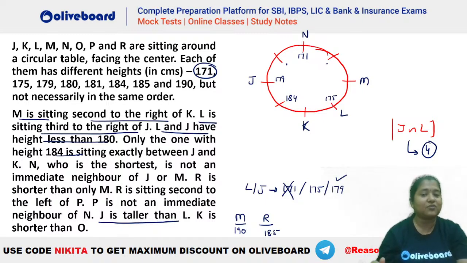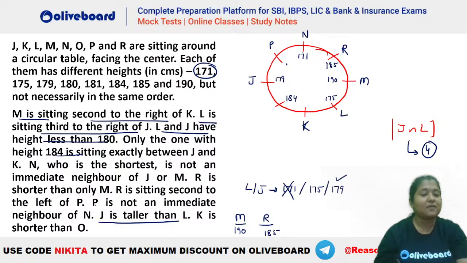So R is second to the left of P. So R has to be 185 and he has to be second to the left of P. So you can see R 185 will be here. He is second to the left of P, will be like this. Now M is how much? M is 190 centimeter. So this is M, who is 190 centimeter.